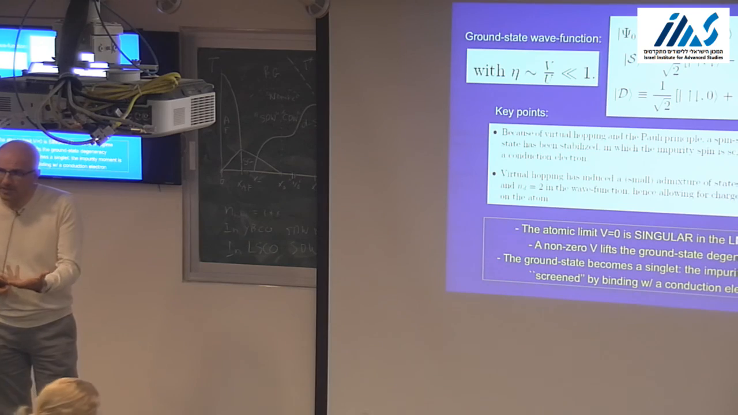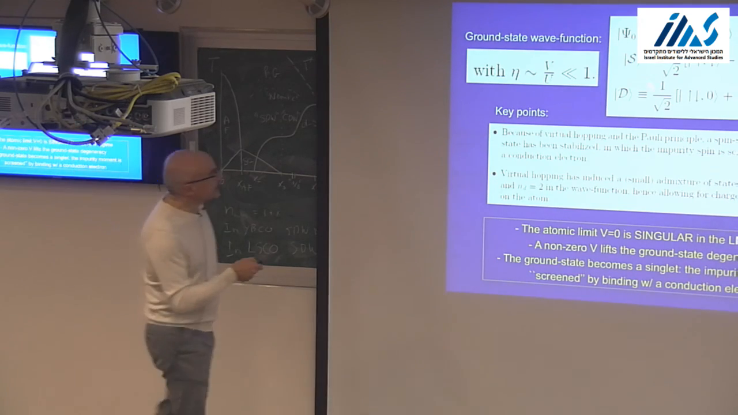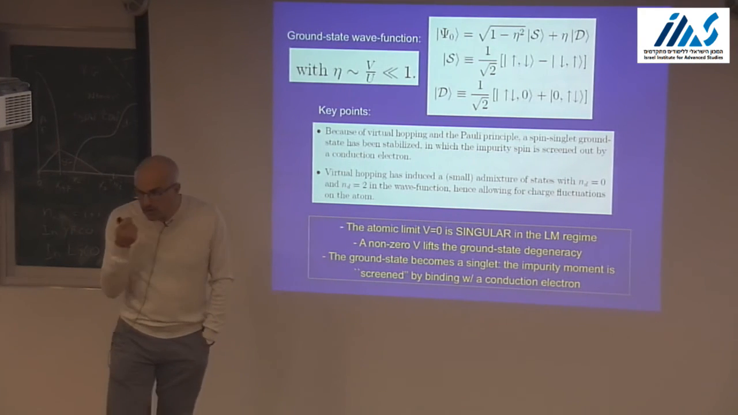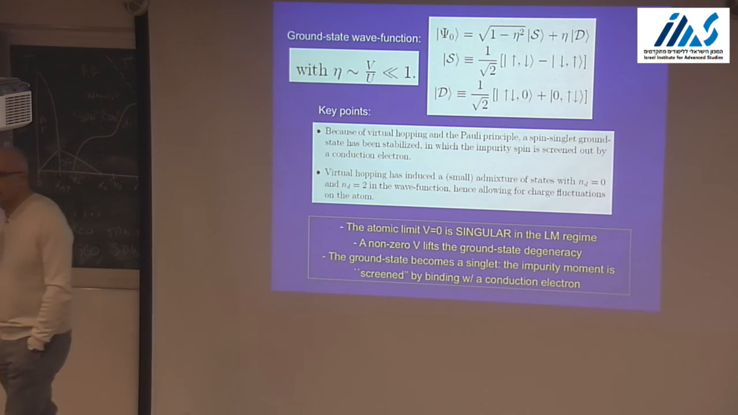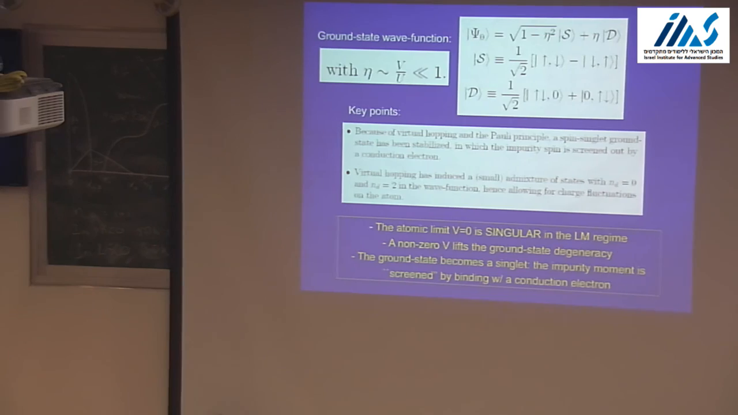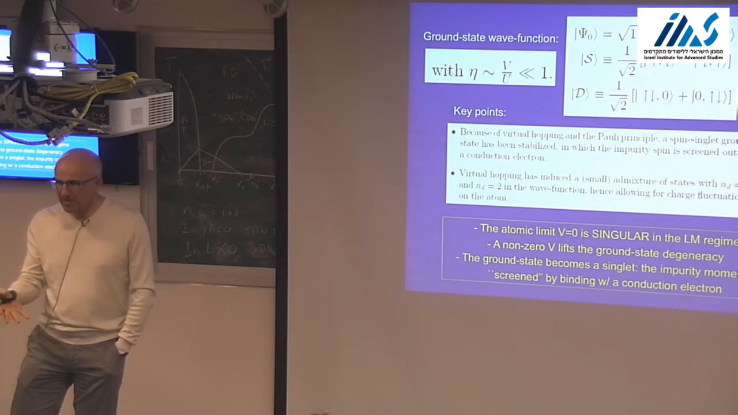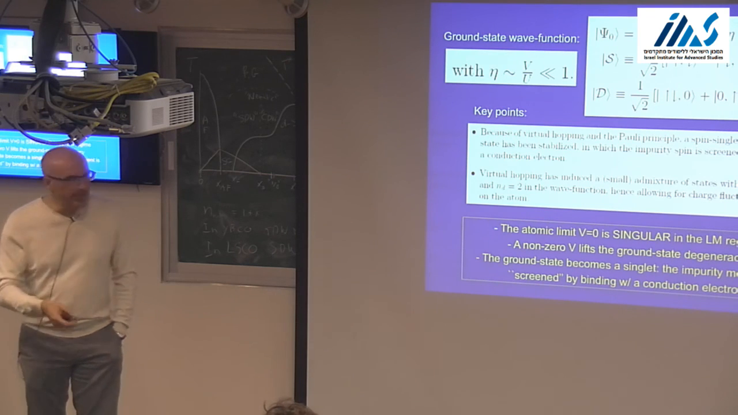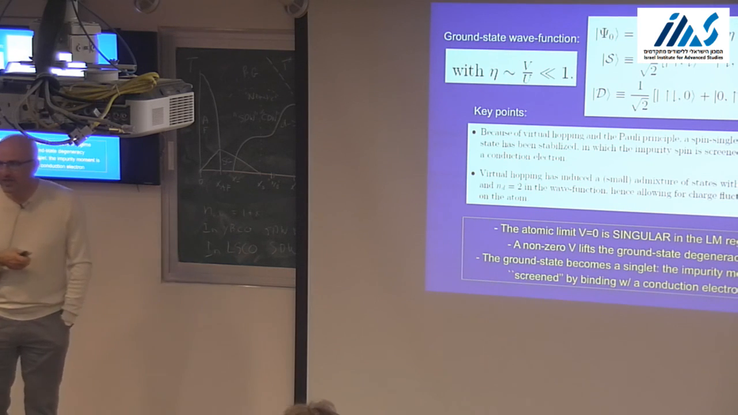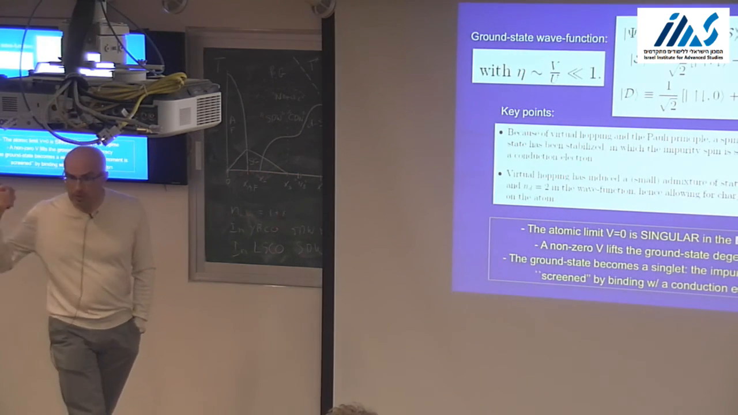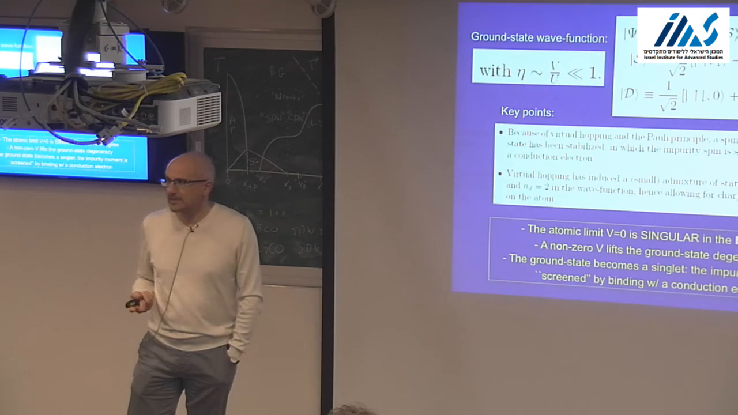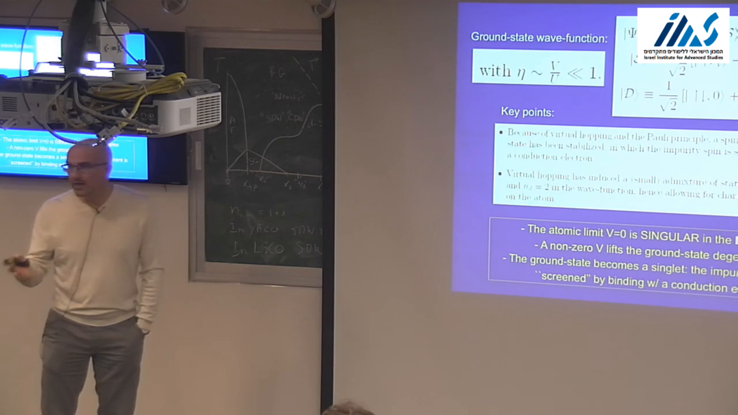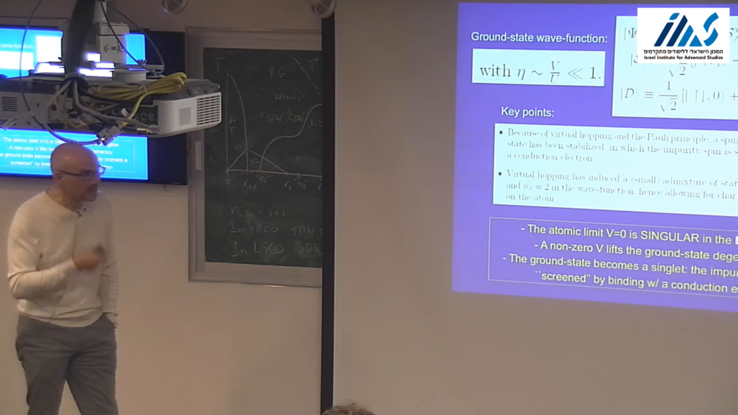So what does that mean? That means that you have included now in your ground state wave function states in which the charge on the dot is no longer 1, but can be 0 or 2. And the minute you have that in the wave function, it becomes very easy to transmit an electron through the device, because these charge fluctuating states are already there in your ground state wave function.